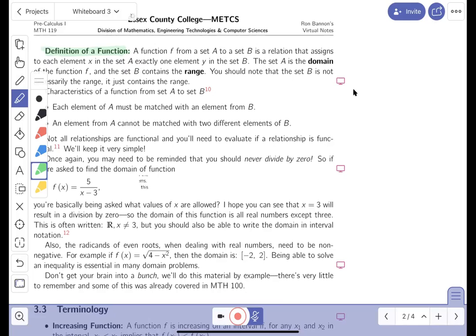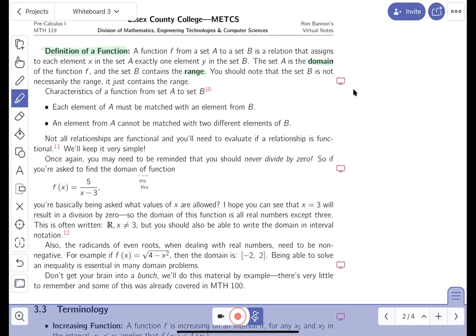A function f from a set A to a set B is a relation that assigns to each element x in the set A exactly one element y in the set B. The set A is the domain of the function f, and the set B is the range. Again, I'm seeing these words again and again, domain and range. All right. You should note that the set B is not necessarily the range. It just contains the range.